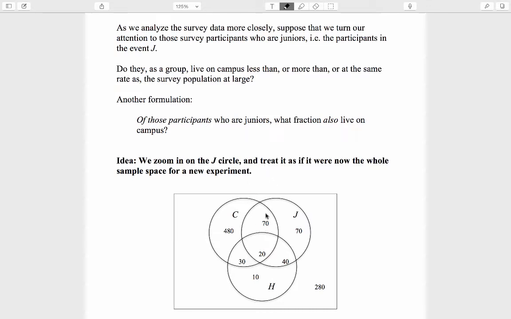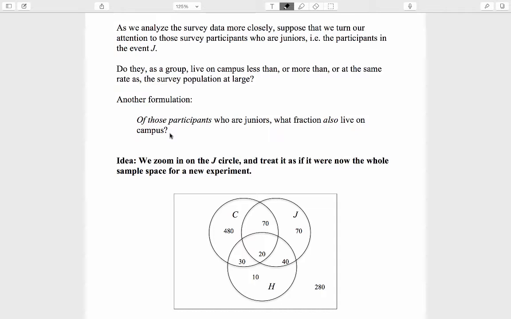As we analyze the survey data more closely, suppose that we turn our attention to those survey participants who are juniors, so we'll focus just on the J circle. So these are the participants in the event J. We ask, do they, as a group, live on campus less than, more than, or at the same rate as the survey population at large? Another way of saying it is, if we randomly select from among the juniors, and ask what is the probability that a randomly selected junior lives on campus, how does that compare to the probability that a randomly selected anybody lives on campus?